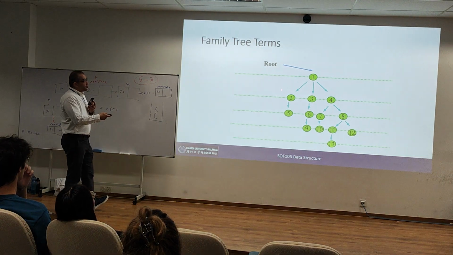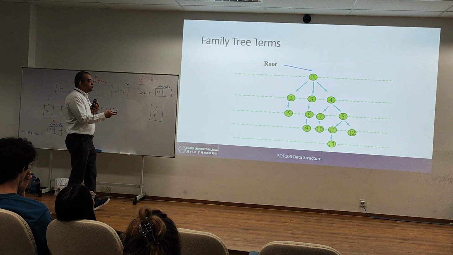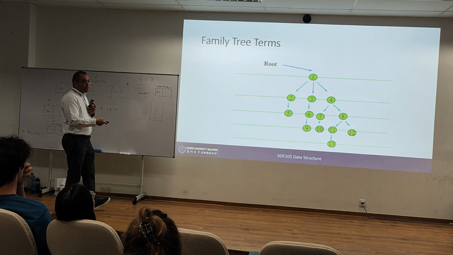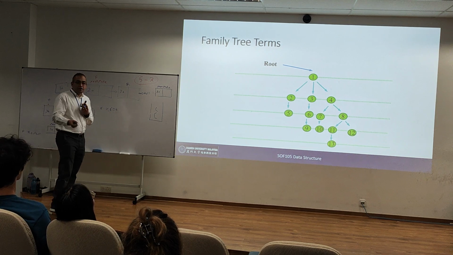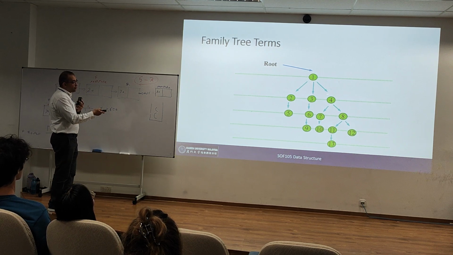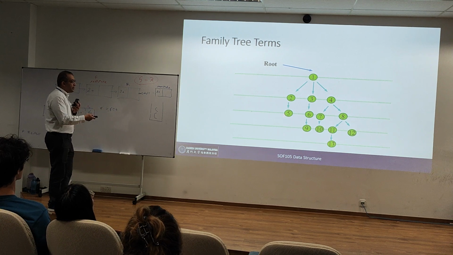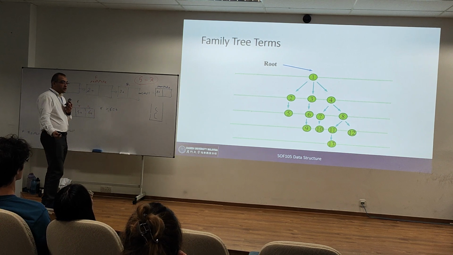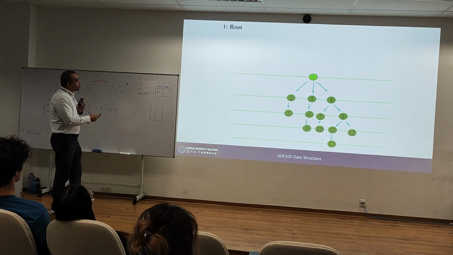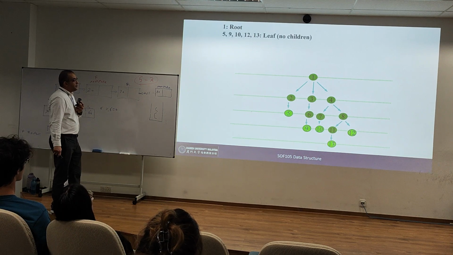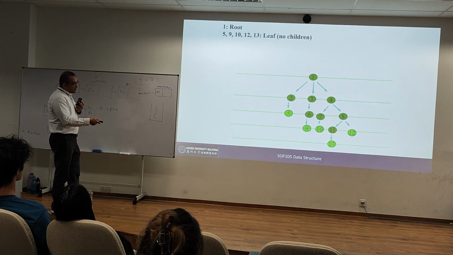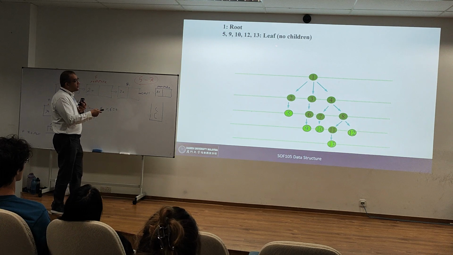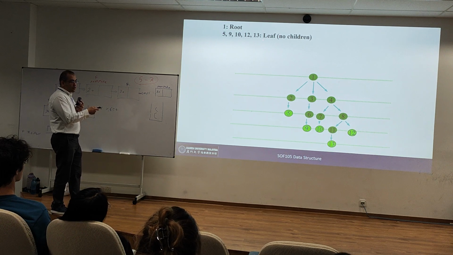Now, the tree could look like this. So 1, which ones are the children of 1? Just 2, 3, and 4. Family tree, right? Okay? 1 is the parent of 2, 3, and 4. And 2, 3, and 4, okay? They are the children of 1. And so on, right? It's a hierarchical relationship. So 1 is the root, okay? 5, 9, 10, 13, and 12, they are what? Leaves. We call them leaves.